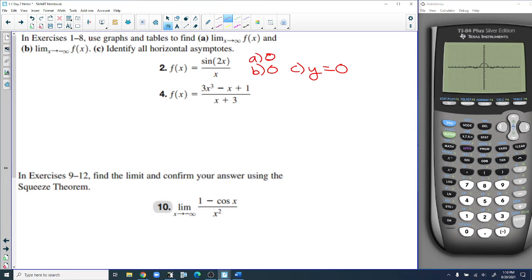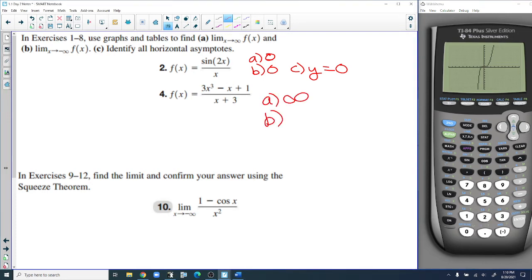The next one, let's clear that out. 3x squared, 3x to the third, minus x plus 1 divided by x plus 3. And we're going to graph this. And it looks like the limit as x approaches infinity is infinity, and it's true.